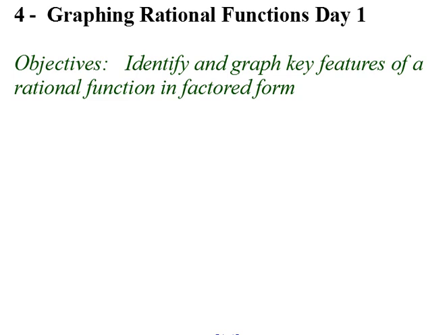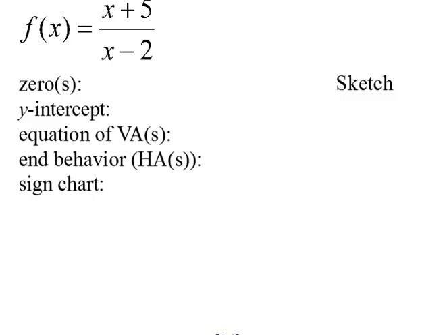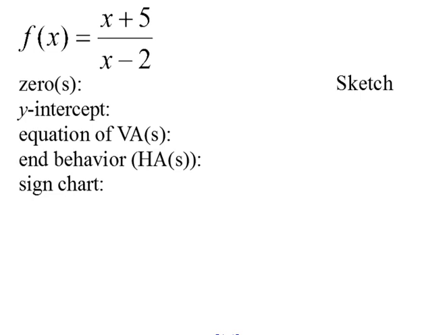Hello, today we're looking at graphing rational functions. We're going to identify and graph key features of a rational function in factored form. All right, so let's look at the first example here. We have x plus 5 divided by x minus 2.